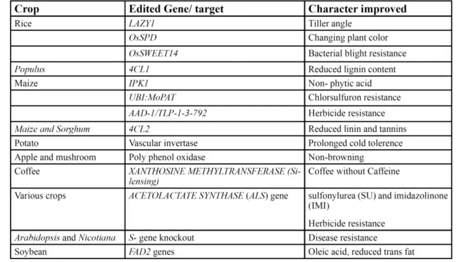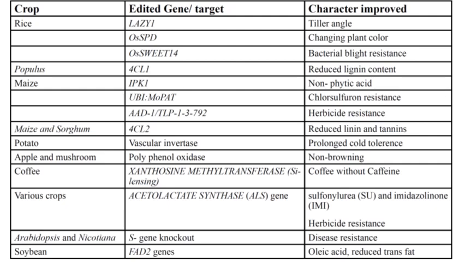Coming to the application part, in rice, by editing the gene or target LAZY1, the tiller angle character was improved. Likewise, OsSPD for changing plant color, OsSWEET14 for bacterial blight resistance. Then in case of maize, IPK1 for reduced phytic acid, ALS, that is for chlorsulfuron resistance. Then in maize and sorghum, 4CL2 for reduced lignin and tannins.